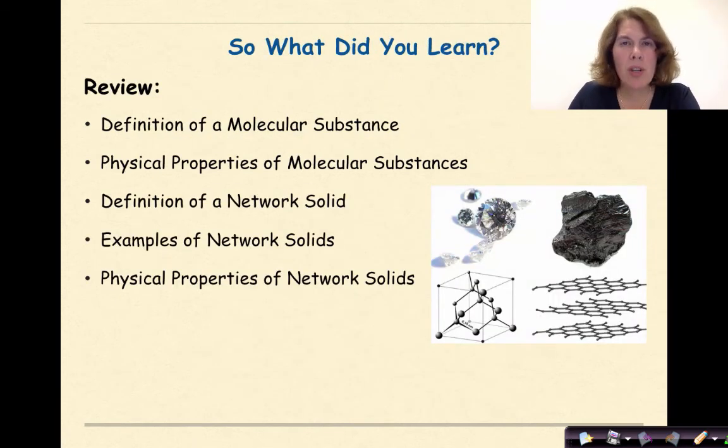So what did you learn in this tutorial? We went over the definition of a molecular substance. We went over the physical properties of molecular substances. We talked about the definition of a network solid, some examples of network solids, and finally brought it home with physical properties of network solids.